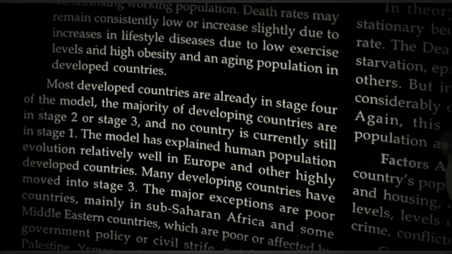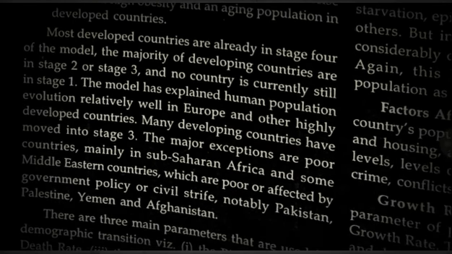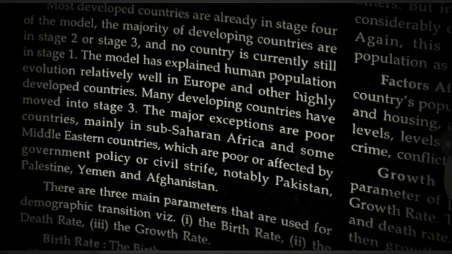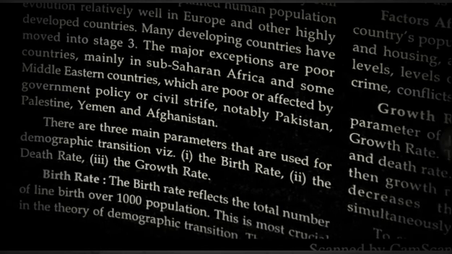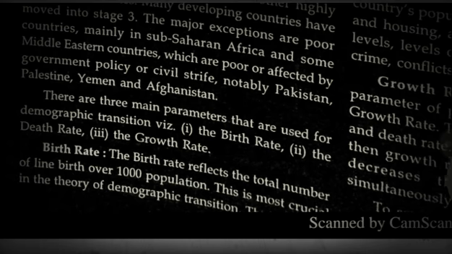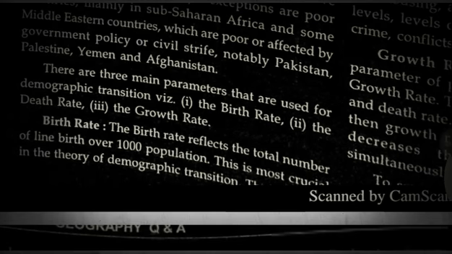So there you can see the aging population, and most developed countries are already in stage 4 of this model. The majority of developing countries are in stage 2 and stage 3. Many developing countries have moved into stage 3. The major exceptions are poor countries, mainly in sub-Saharan Africa and some Middle Eastern countries, which are affected by government policy and civil strife, notably Pakistan, Palestine, Yemen, and Afghanistan.